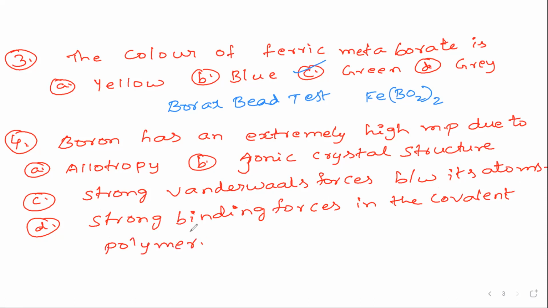So, why does boron have a high melting point? Because of allotropy, the first reason. The second reason is its ionic crystal structure. The third reason is strong van der Waals forces between its atoms. And the fourth reason is strong binding forces in the covalent polymer. So the answer is the fourth option, strong binding forces in the covalent polymer. These are the important questions from boron compounds. Next we'll go for question number 5.